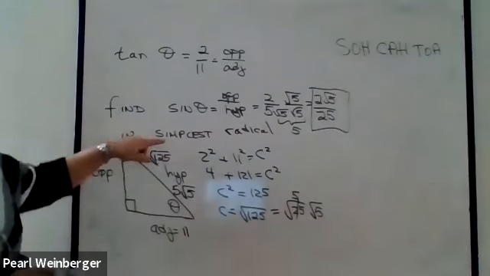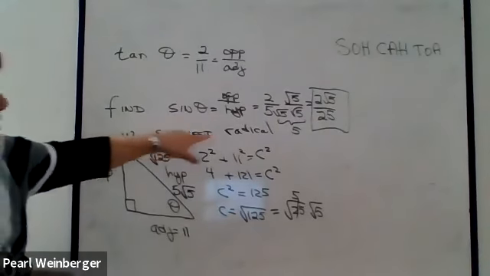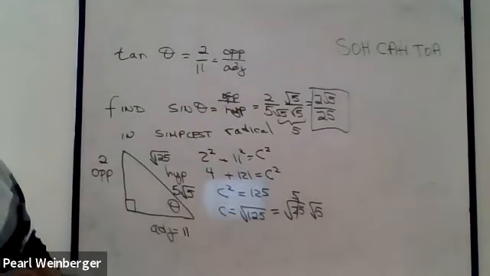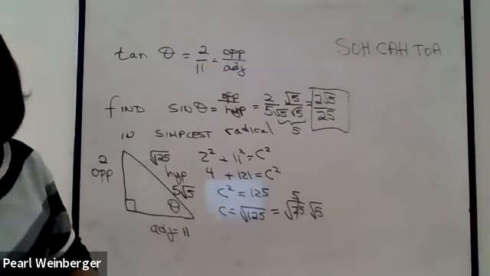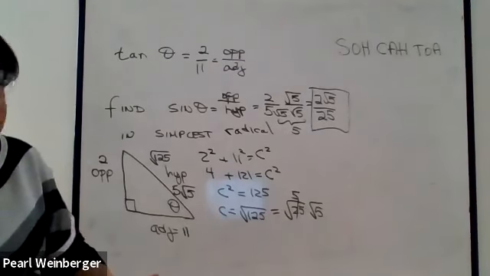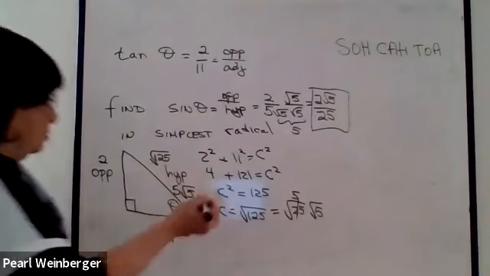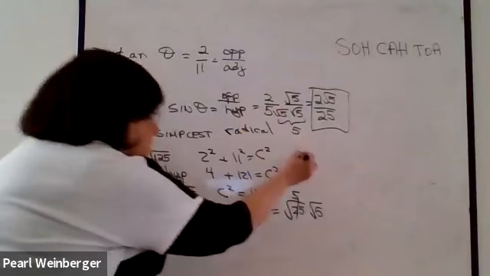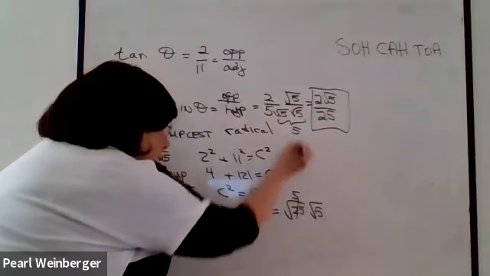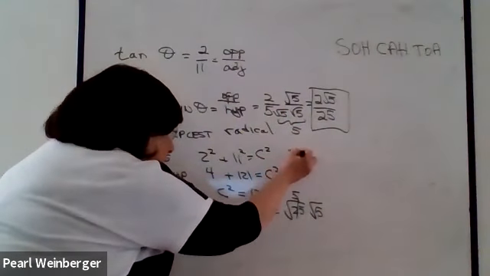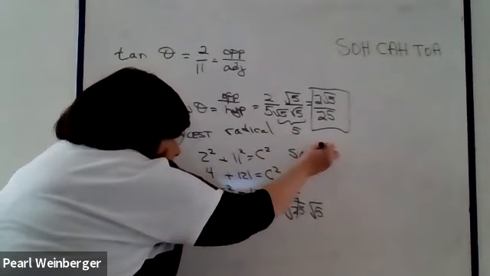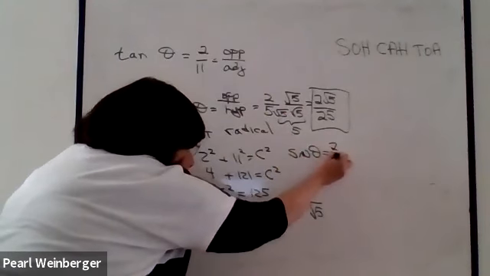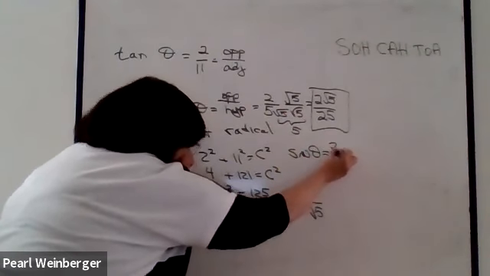Again, since it says simplest radical form, we wanted to leave it like that. If the answer was to be put in decimal form, or it just said, what's the answer, then you could have just done it on your calculator in decimal form. It would have been 2 over radical 125. You wouldn't even have to simplify.